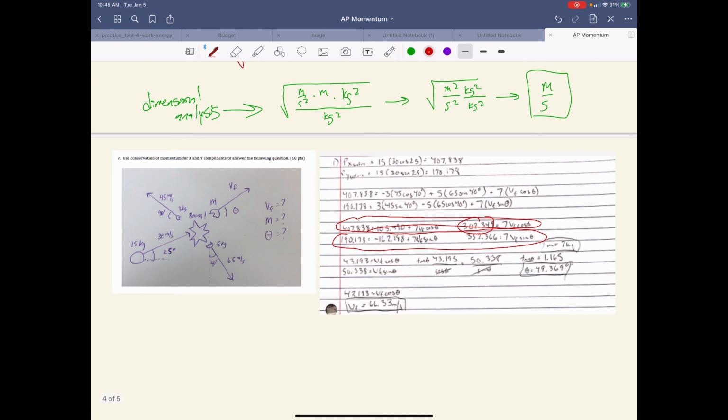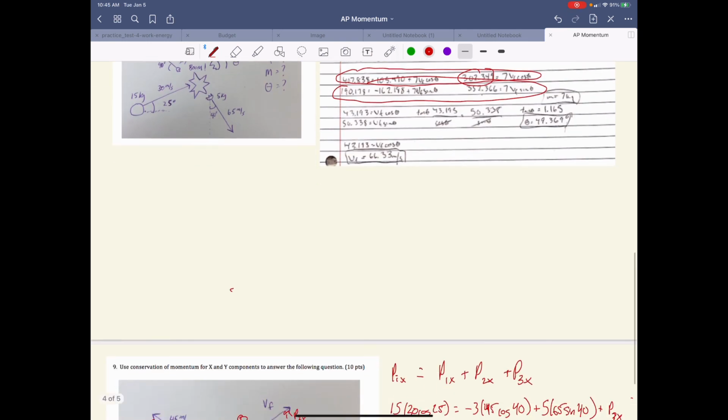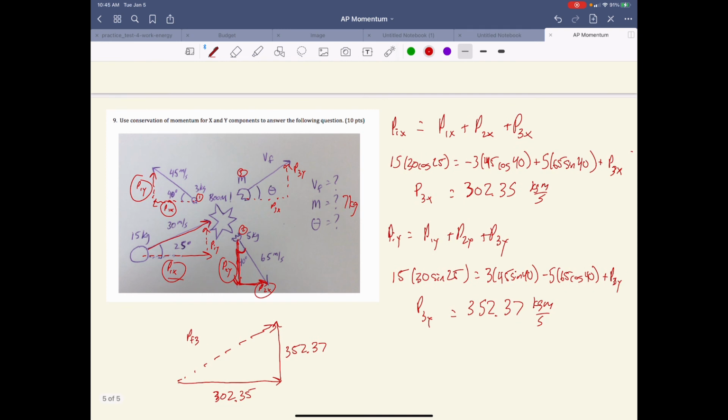And without taking the time to recalculate, it is going to be, where do we have that? Well, I don't think he has that one separated, so let's just go ahead and do this: 352.37 squared plus 302.35 squared equals, take the square root. So the total final momentum is 464.31.